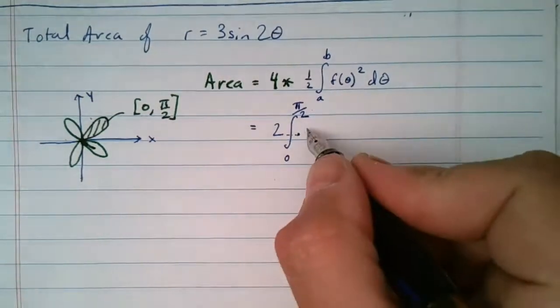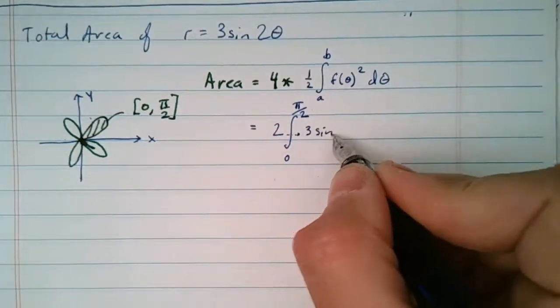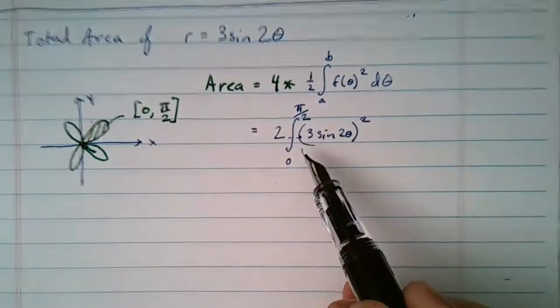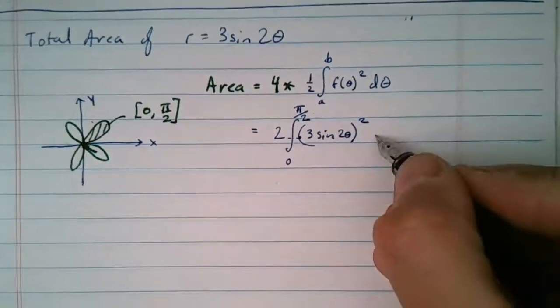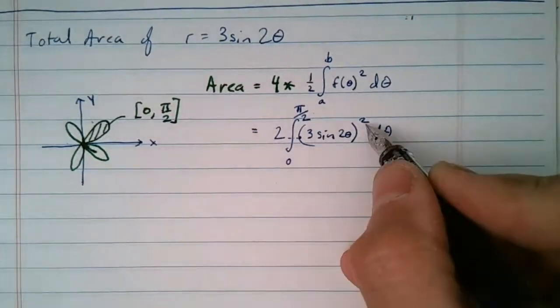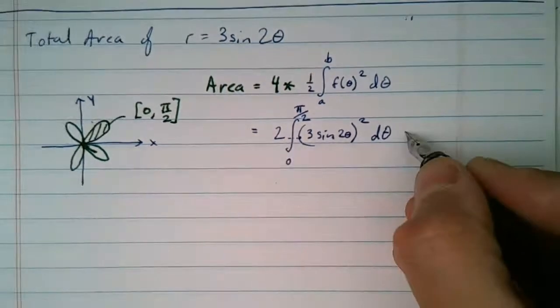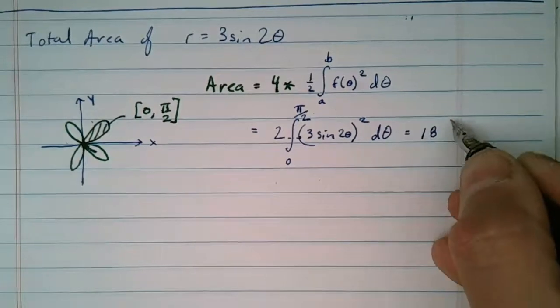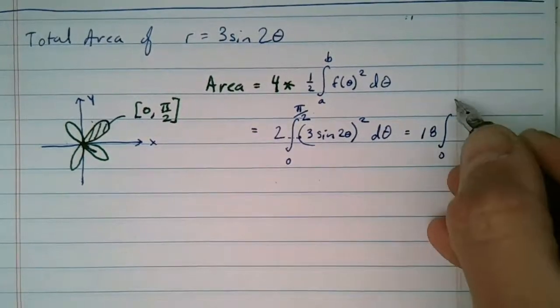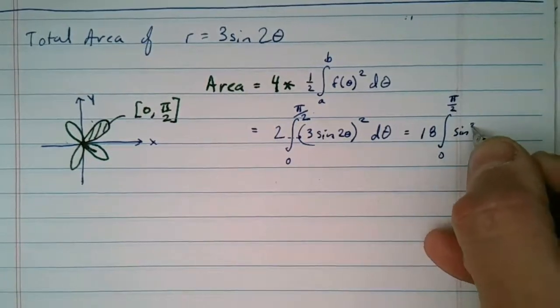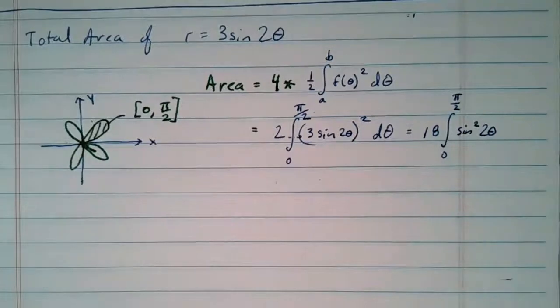F of theta will be 3 sine of 2 theta, squared. Now I'm going to cheat again. This 3 is a constant, so that 3 is going to be squared. It's going to be a 9, and it's going to come out of the integral. So this becomes 18 integral 0 to pi by 2 of sine squared 2 theta. Okay?